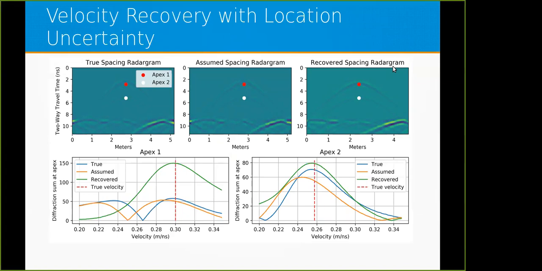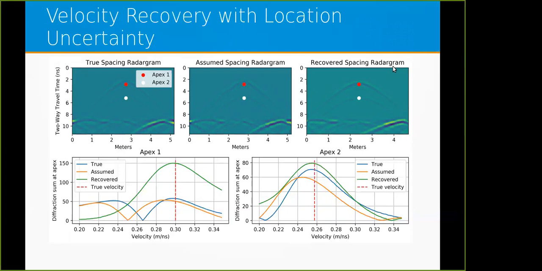So on the left is that original radargram with the true spacing, and we've removed those reflections so that those diffractions show up much clearer. And I've also plotted the apexes of those diffractions, the red corresponding to the surface diffraction, which we're going to use for our trace location recovery, and then the white for that embedded diffractor in the snow that we're going to use to try and recover the snow velocity.